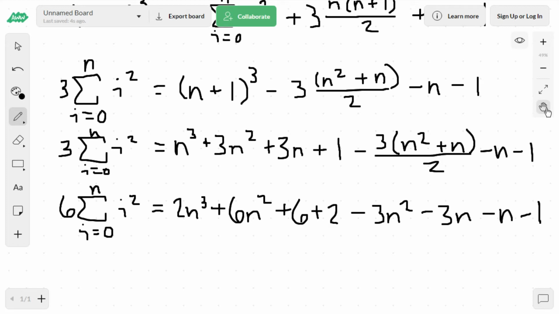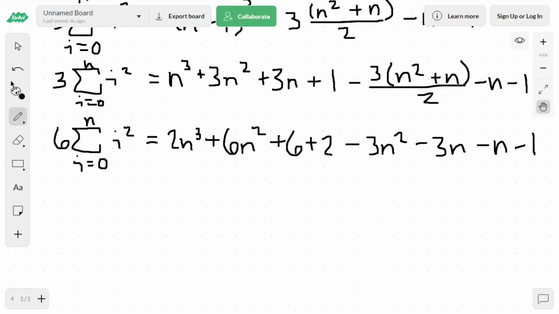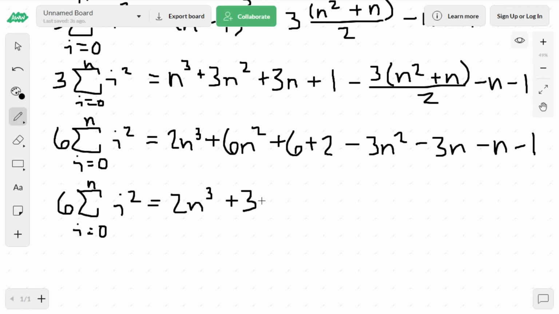Okay, cool. So we're almost there. What should we do next? We'll just keep this as it is, and then we'll just divide by 6 on the last step. And that's going to be a huge payoff. Okay, and that's I squared. All right, so let's just simplify this a little bit. So we only have the 2n cubed, no other n cubed terms. What about n squareds? We've got 6n squared minus 3n squared, so that's 3n squared.